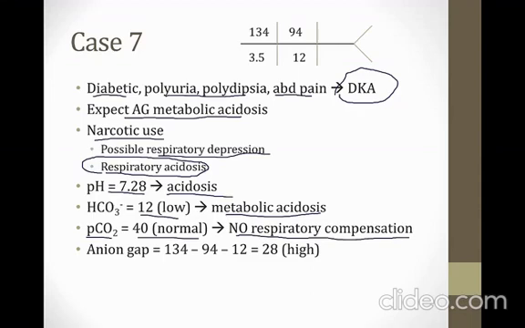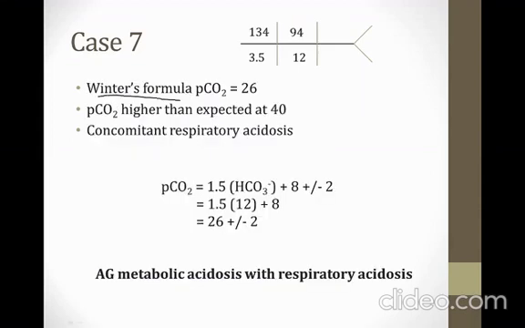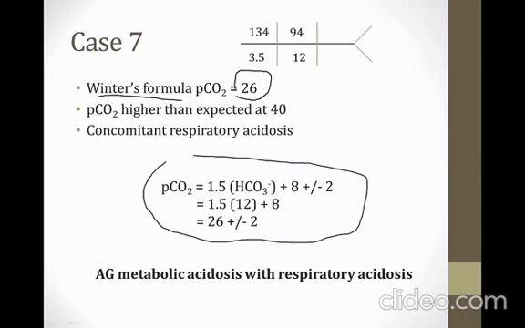And then finally, we do the anion gap anytime we see a metabolic acidosis. And for this patient, it's 134 minus 94 minus 12, which is 28. So that's high, meaning we have an anion gap metabolic acidosis. So we'll use Winner's formula to check the PCO2, and we find that the expected PCO2 is 26. I've shown the math for that down here if you want to review it. So our PCO2 is higher than expected at 40, so there is a concomitant respiratory acidosis.